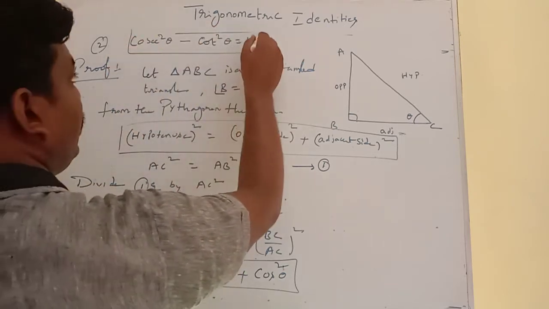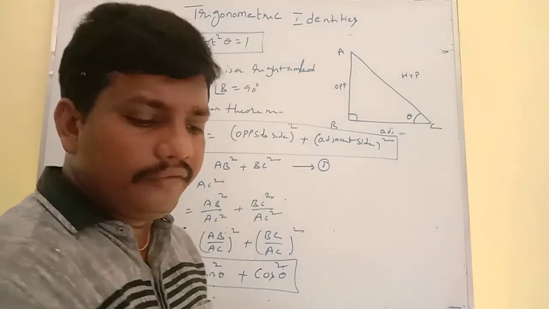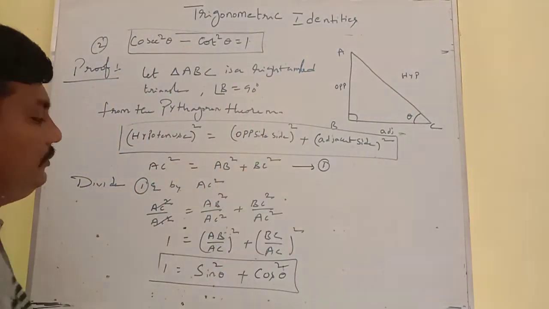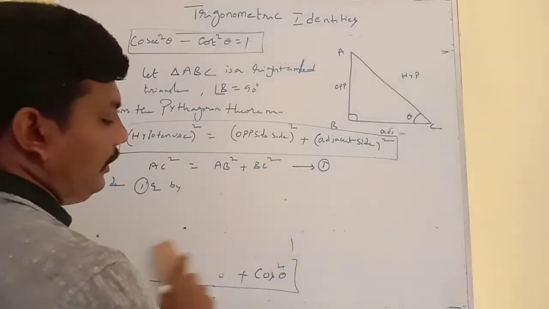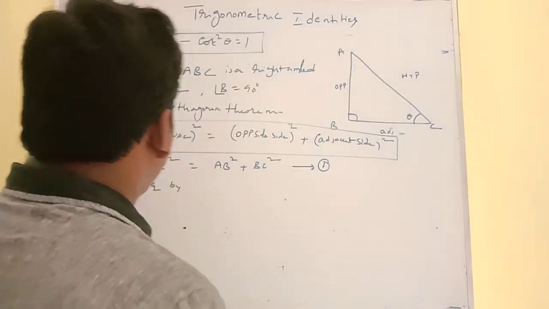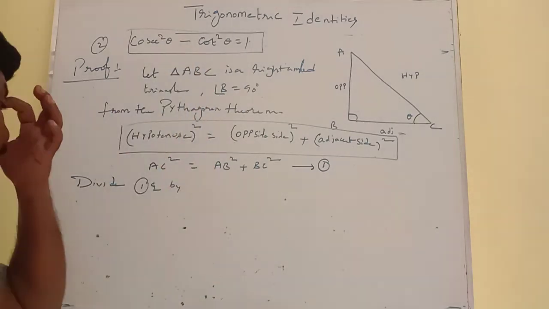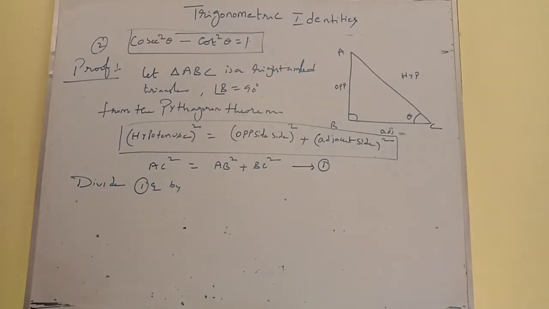So this is the second trigonometric identity. To verify this trigonometric identity, we have to follow the same steps, up to the first equation. Then by dividing with AC square, we got the first trigonometric identity. Now, to find the second trigonometric identity, what do we have to do?